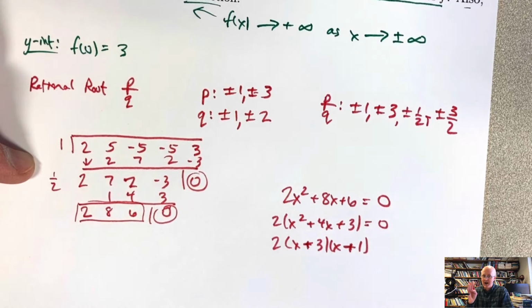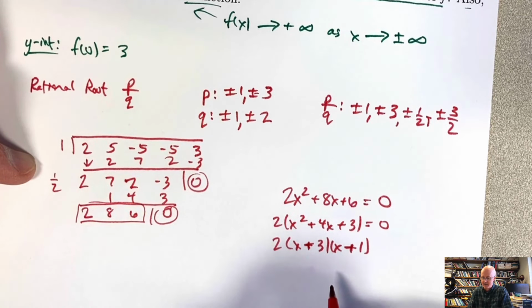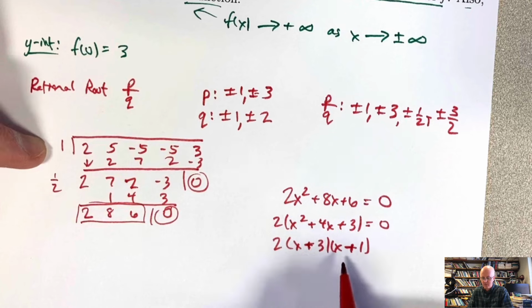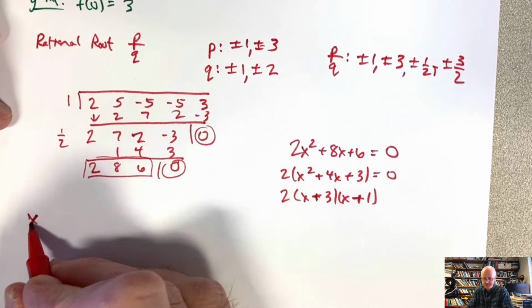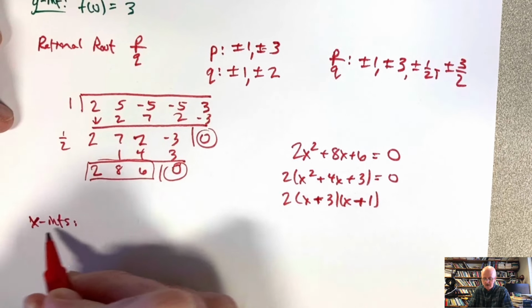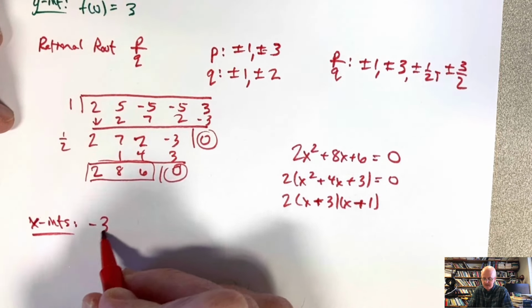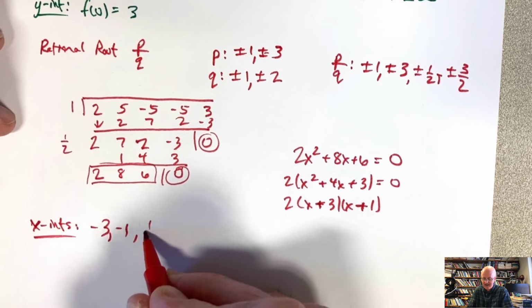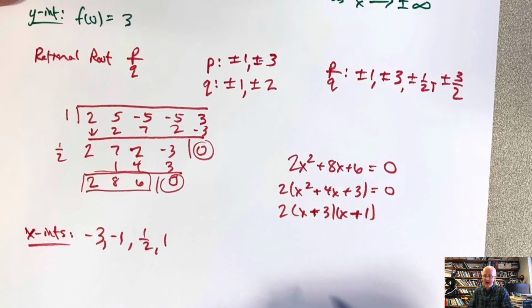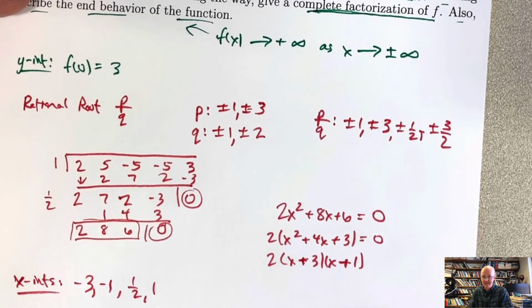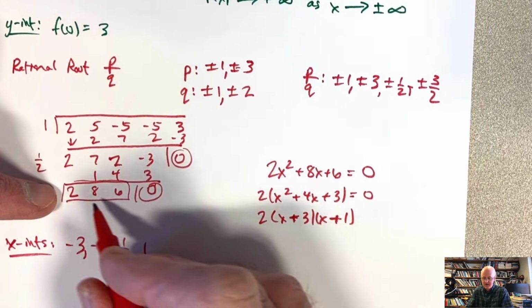There are 4 rational roots here, 3 of which happen to be integers. -3, -1, positive 1/2, positive 1. The x-intercepts are those numbers, -3, -1, positive 1/2, positive 1. A complete factorization of f of x, well, that'll be one of the factors right here.